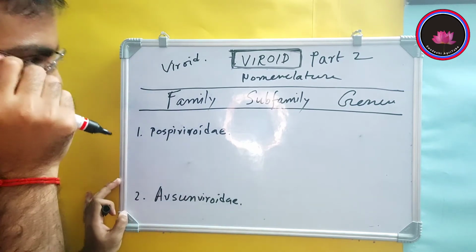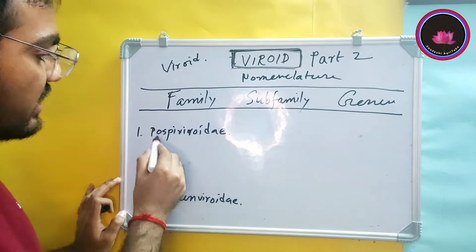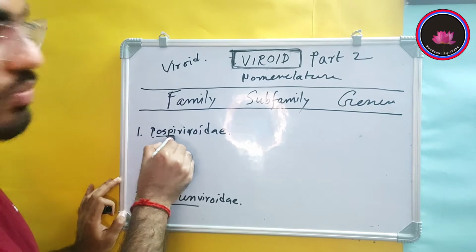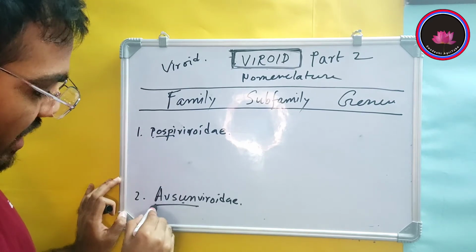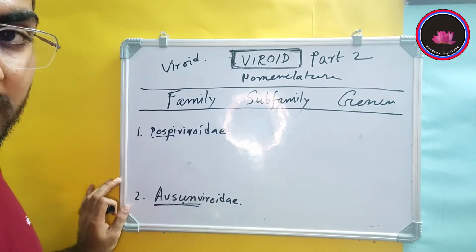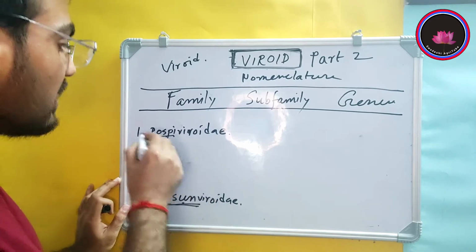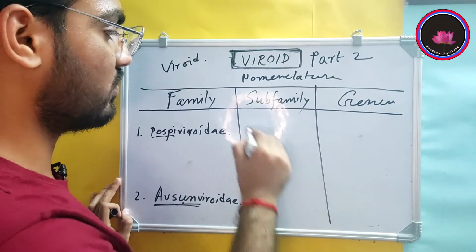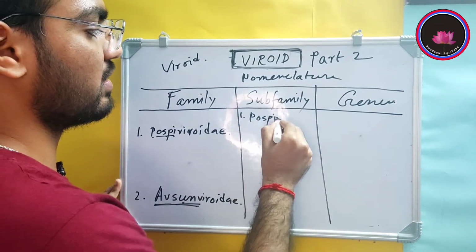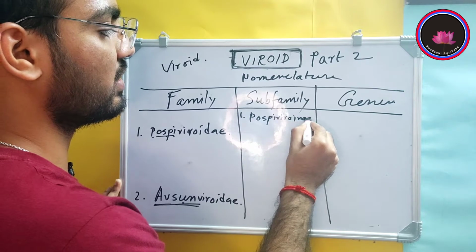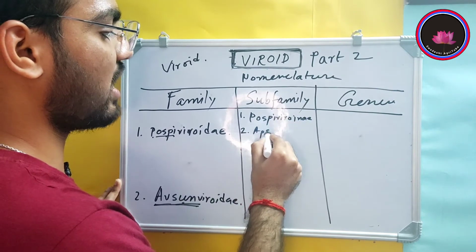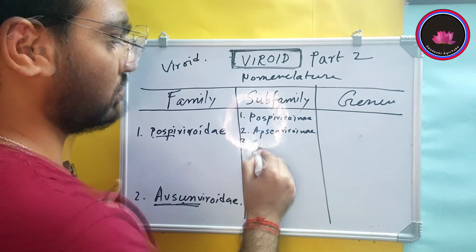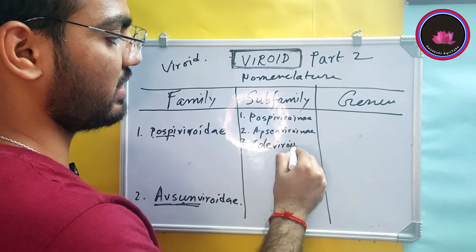Now you remember, just take the observation of why this is named Pospi and why this is named Avsun: because of the potato spindle tuber, and here Avsun is for avocado sun blotch. So that's why they are named like that. Under the Pospiviroidae there are three subfamilies. One is Pospiviroinae, the second is the Apscaviroinae, and the third is the Coleviroinae.